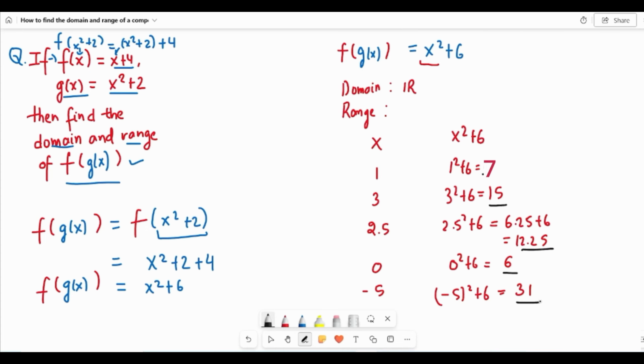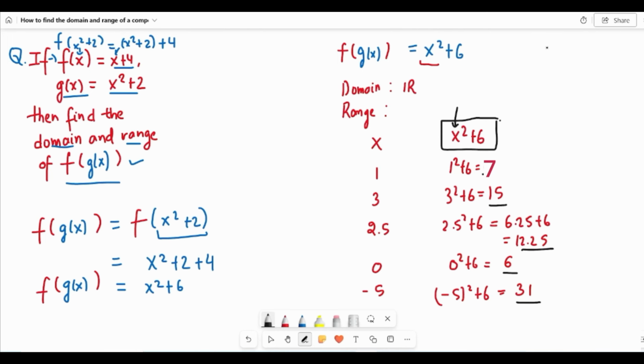So I would like you to try with 5 or 6 more input values for x, and then you will observe that no matter what you do, you are never getting a negative value for x squared plus 6. Now the reason behind that is quite simple. Here the function is x squared plus 6 and x squared can never be negative. You can try this out, right? You take the square of any negative number or any positive number, it's always going to be positive.